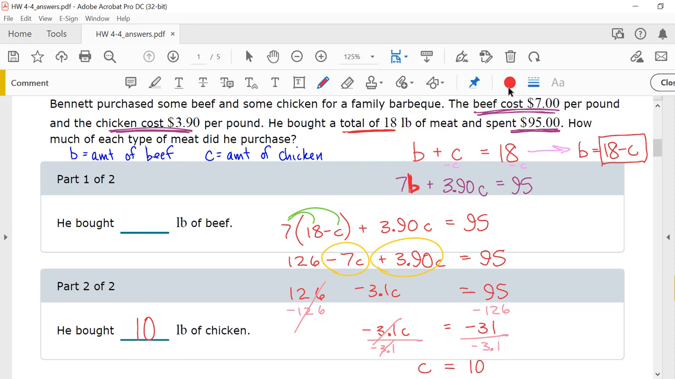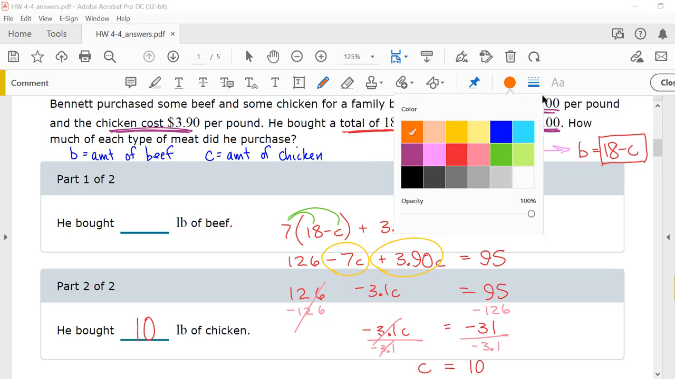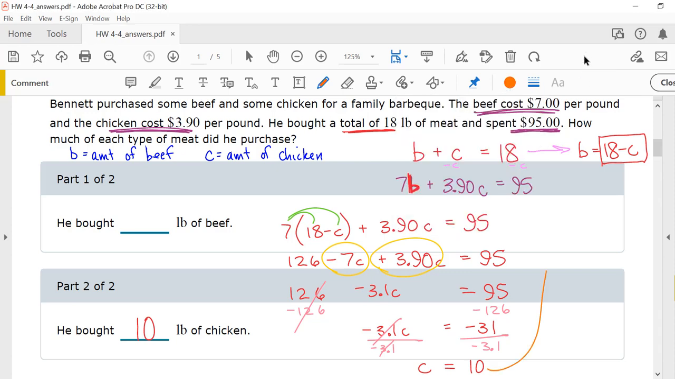Now to get the beef, I'm going to plug that in to that equation. B equals 18 minus 10. So the beef, I need 8 pounds of beef.